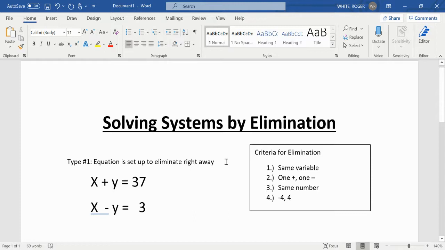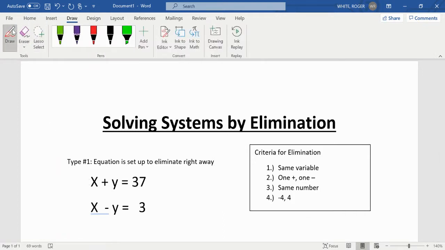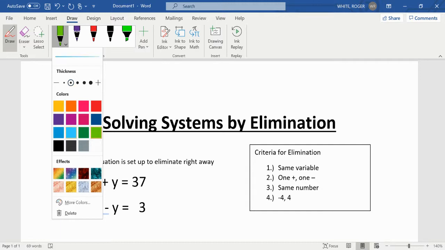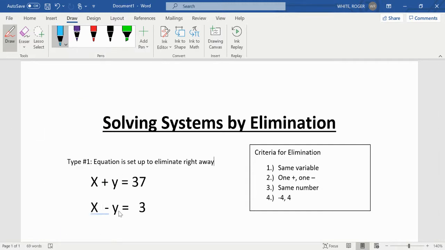So there's a couple types of problems. One type of problem for elimination is that the problem is set up for you in a way that it eliminates right away without any manipulation of the equations. So when we look at the two variables here, we see we have a positive x and a positive x. We see we have a positive y and a negative y. So keep in mind that we have the same variable here for y. We have one positive, one negative, and they're both the number 1. So in this case, these would cancel out.